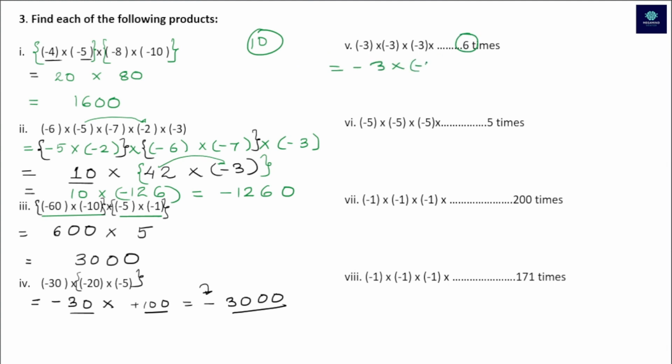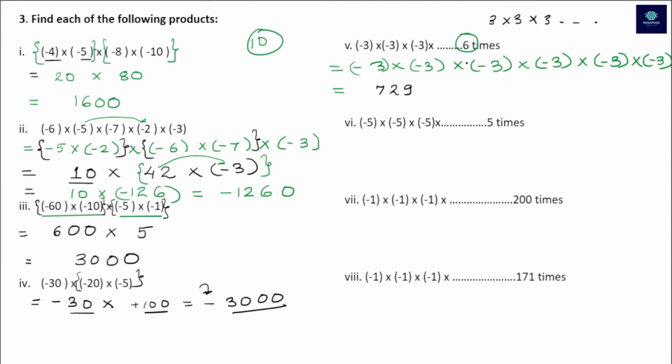Now in question number 5, I have to multiply minus 3 6 times. So I will write minus 3 is getting multiplied with another minus 3 for 6 times. Okay, so here we have minus 3 6 times. Now let us multiply all of them. So now let us multiply the numbers. It means we will multiply 3 6 times, right? So on multiplying 3 for 6 times, we get our answer as 729. And now put the sign.